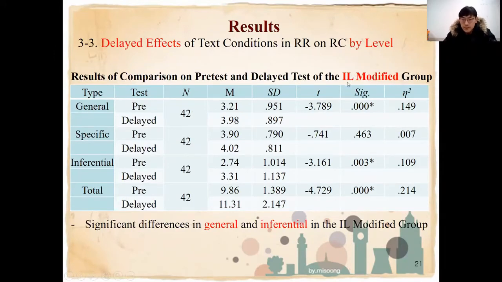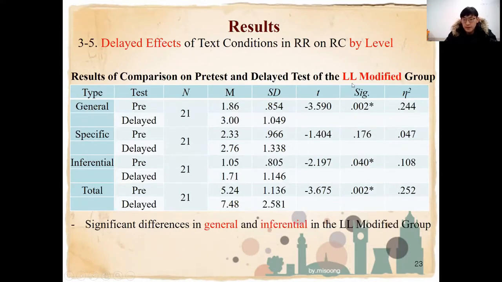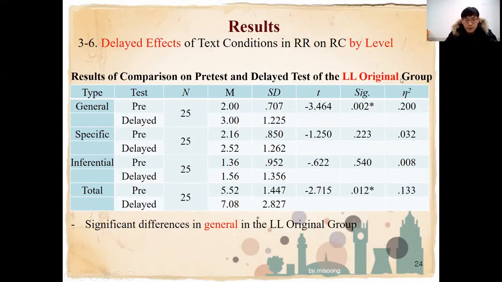And now let's look at the intermediate level modified group. There were significant differences in general and inferential with a quite large effect size here and here. And next, the intermediate level original group. There was a significant difference in inferential with a large effect size. And the low-level modified group showed significant differences in general and inferential with a large effect size each. And finally, the low-level original group showed significant differences in general here, with a large effect size.